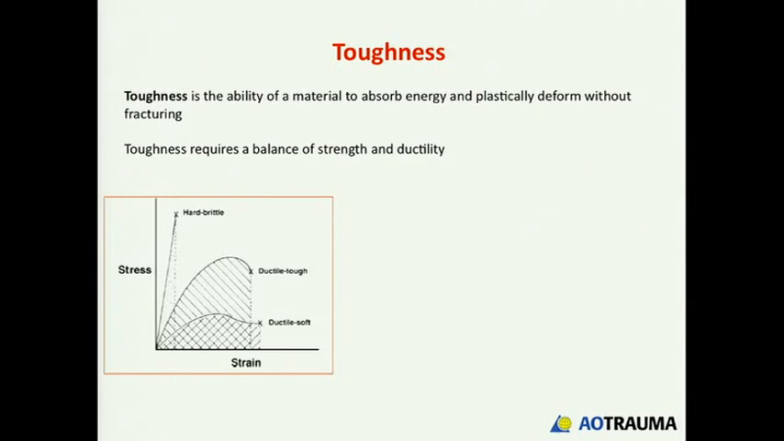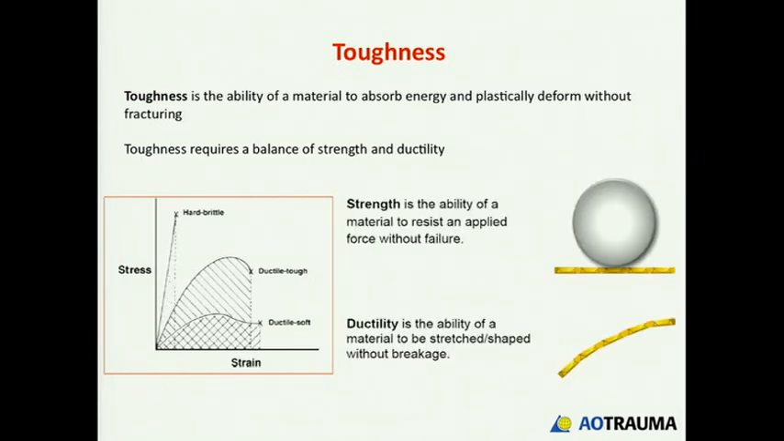And toughness is also another thing that we pay attention to, because it's the ability of a material to absorb energy and physically deform without fracturing. The area under the curve gives us the toughness of the material. So hard brittle materials have a small toughness value, as you can see here, and it depends on the material property. The strength of a material gives the ability of the material to resist an applied force without failure.